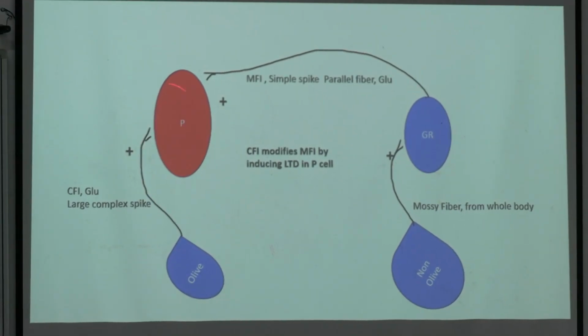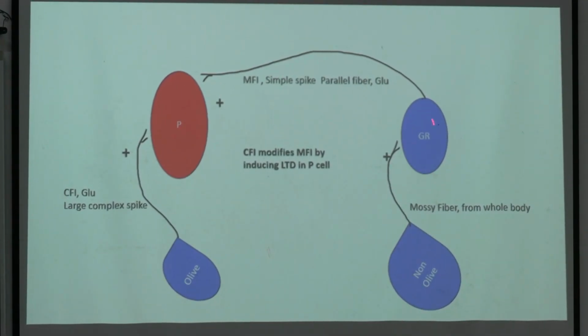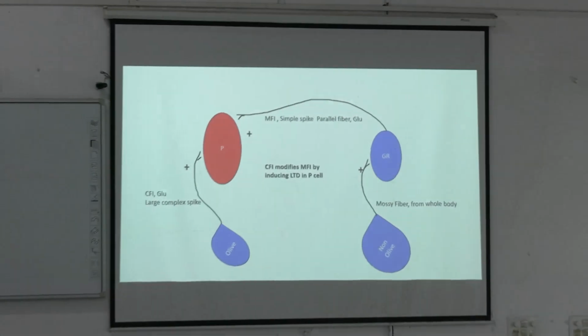Mossy fibers do not come directly to Purkinje cell; mossy fibers converge on granular cell, and granular cell again converges on Purkinje cell, right? But from olive, CFI or climbing fiber unit, climbing fiber input, comes directly to Purkinje cell, clear? So basically Purkinje cell has got 2 inputs. One is CFI, called climbing fiber input, and another is MFI, called mossy fiber input.